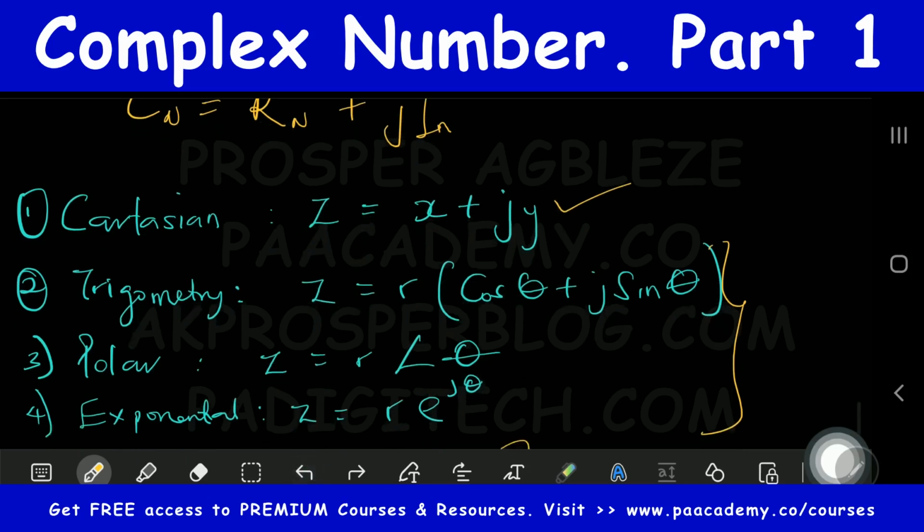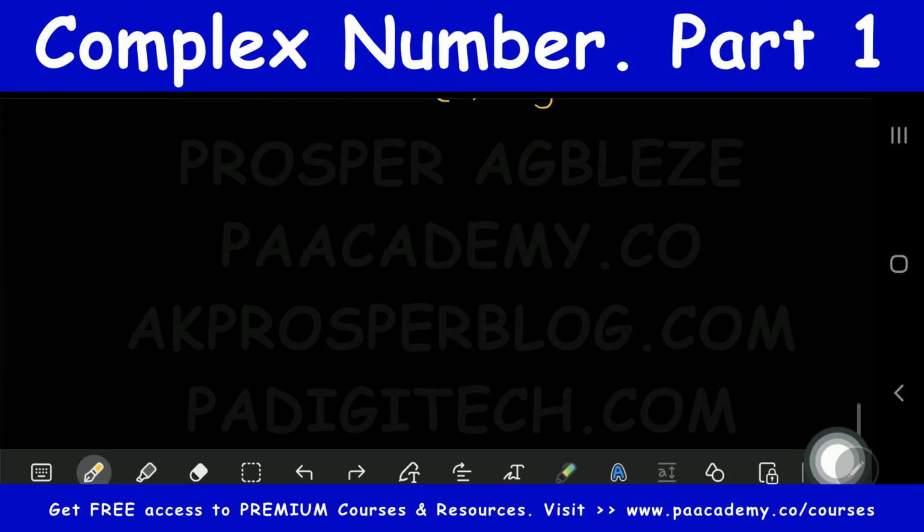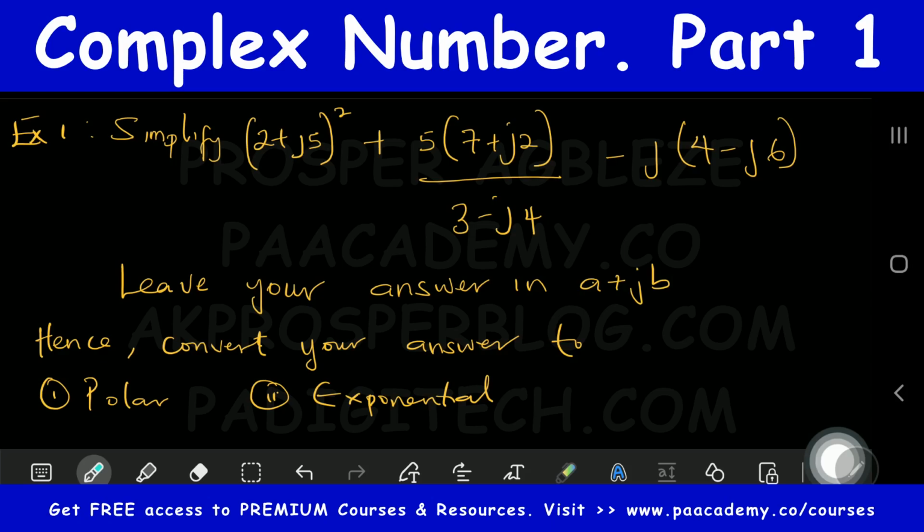Okay, so now let's look at one example with some of these things that I've shared with you. So in this example, it says simplify (2 + j5)² + 5(7 + j2)/(3 − j4) − j(4 − j6).